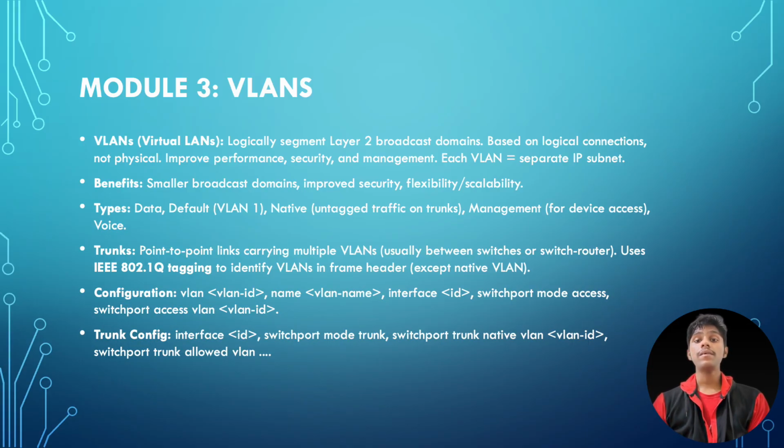To connect VLANs between switches, we use trunks. The trunk link carries the traffic from multiple VLANs using a special tagging system called IEEE 802.1Q. We learn basic commands to create VLANs and assign switch ports to specific VLANs: switchport mode access and switchport access vlan. These are a few commands, and we also learn how to configure trunk ports by using the switchport mode trunk command.